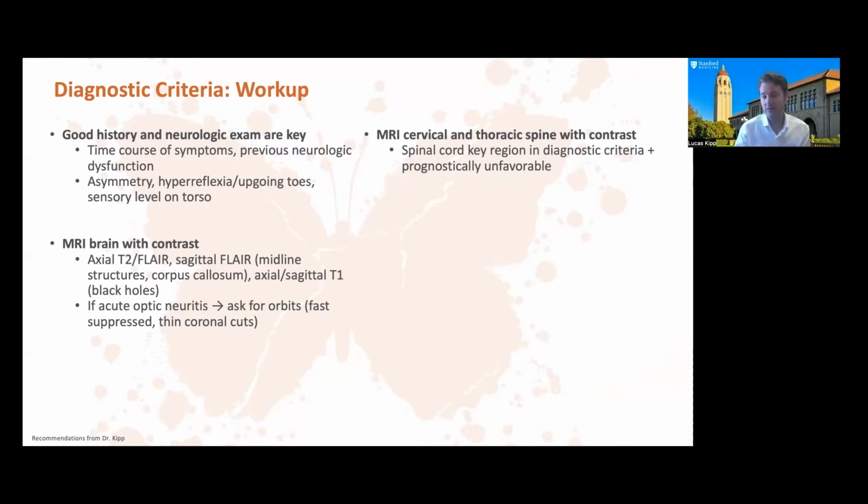And the more spinal cord lesions that people have, the more prognostically unfavorable their disease is. And we're more likely to start higher efficacy medications early on for people that have a lot more spinal cord disease.